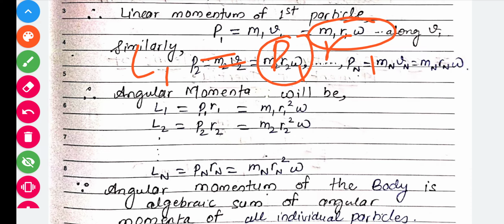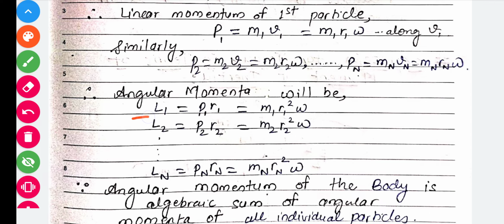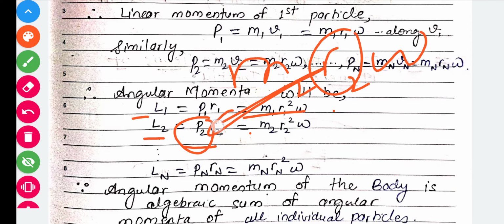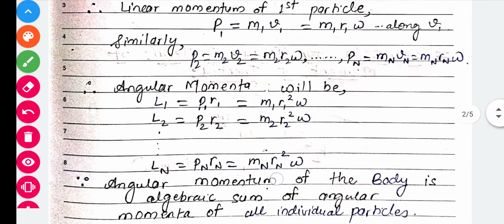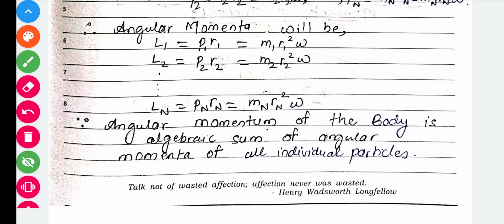So here we get L1 equals m1 r1 square omega. L2 equals p2 r2. In place of p2, I will write m2 r2 omega. This r2 and this r2 are multiplied, so it becomes r2 square. Similarly, the angular momentum of the nth particle will be Ln = pn rn, which is nothing but mn rn square omega.